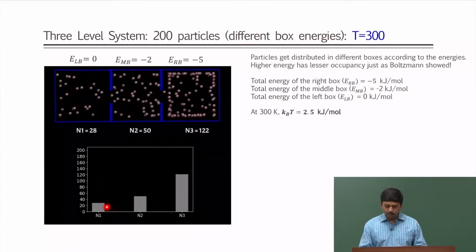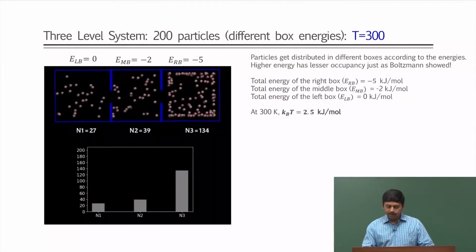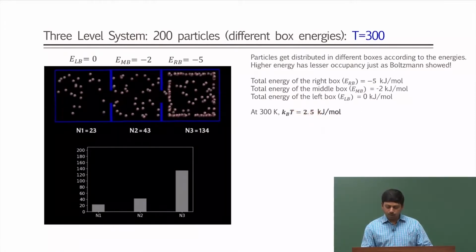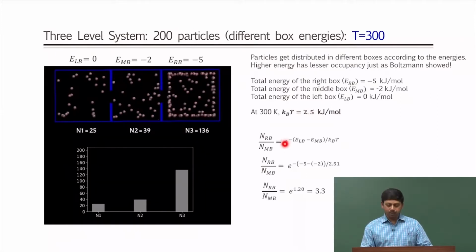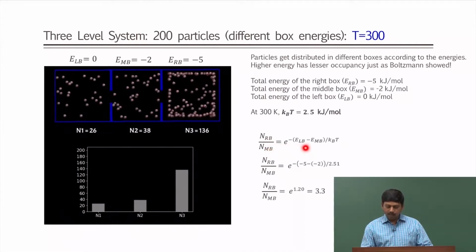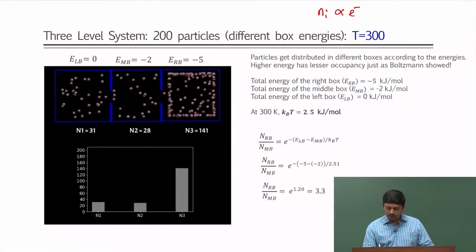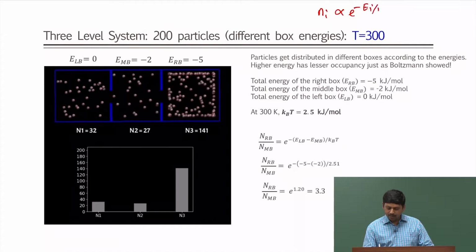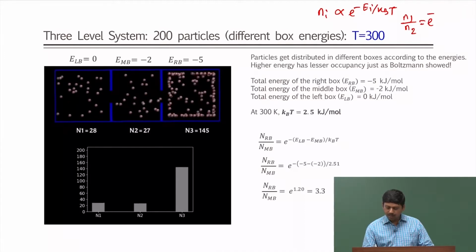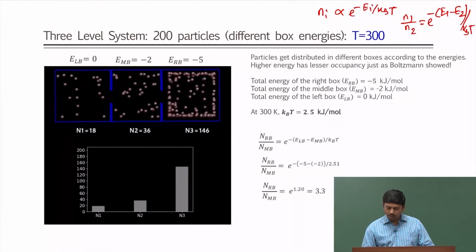As mentioned, the three different boxes have three different values of energy, which means the particles face different energy values, and the temperature is kept at 300 Kelvin, which is very important. At 300 Kelvin, k_BT, where k_B is the Boltzmann constant, for 1 mole comes to around 2.5 kilojoule. Now using the Boltzmann distribution, let us say N_i is proportional to e to the power minus E_i by k_BT. In that case, N1 by N2 will become e to the power minus (E1 minus E2) by k_BT, and that is what we are showing here.